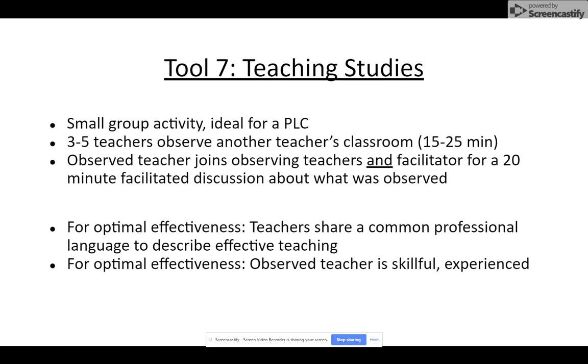And again, as already referenced, the observed teacher should be skillful and someone who has confidence to be the one to do this. This is a very good strategy if you're wanting to allow your teachers to see other teachers in the building with the skills and the strategies and the methods that they use to impact student learning. But again, there needs to be a protocol that's laid out. There needs to be trust among those who are in this group, both those who are providing the feedback and the teacher who is receiving the feedback. And as a facilitator, it will be very important that you structure that conversation.